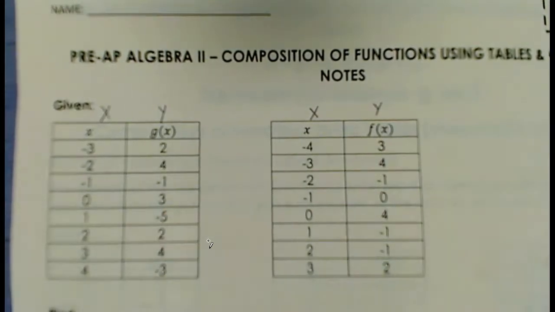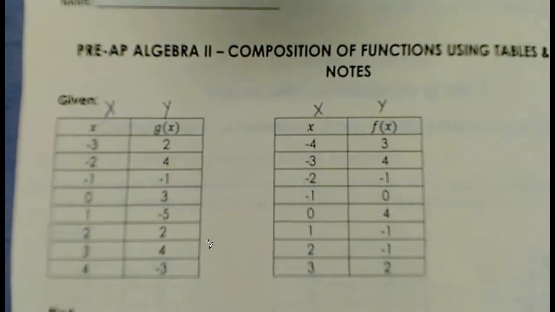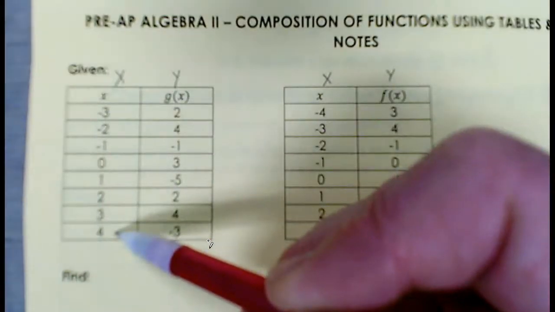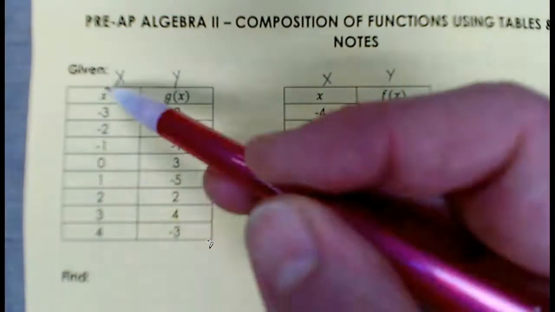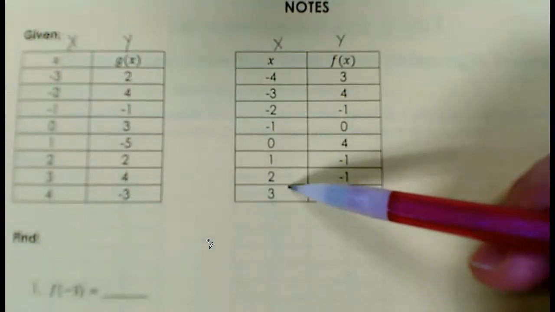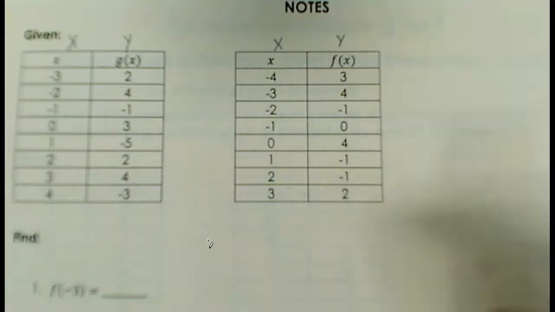Now, these tables are functions. In a table, the way you tell a function is that you have no repeated x values. Do I have any repeated x values? No. That makes this a function. Do I have any repeated x values? That makes this a function.